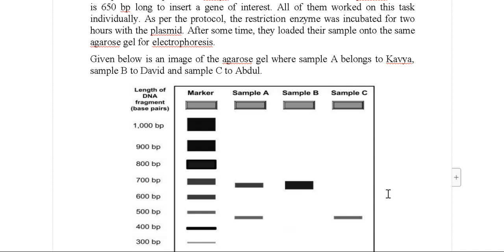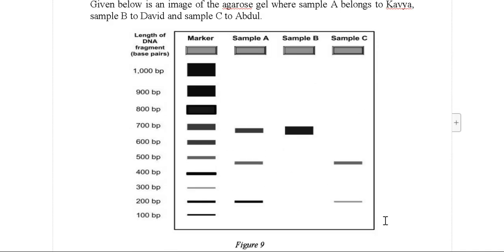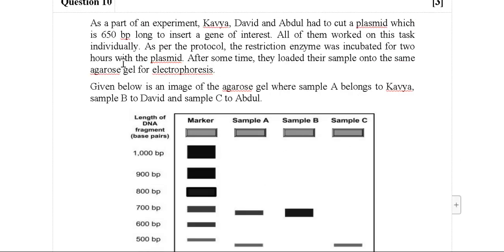This diagram indicates gel electrophoresis. As it is for DNA isolation, we can say it is agarose gel electrophoresis, because protein gel electrophoresis is PAGE, or polyacrylamide gel electrophoresis. The question is: three persons in an experiment, named Kavya, David and Abdul, had to cut a plasmid which is 650 base pairs long to insert a gene of interest.